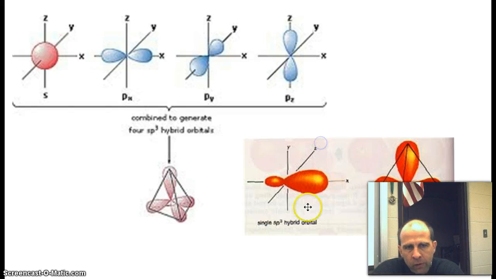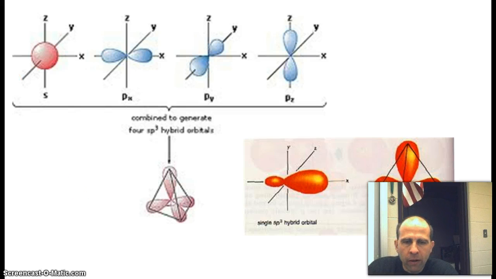Here's another representation that might help you visualize this better. This would be like a single sp2 hybrid orbital. You can see it does kind of have the shape I was trying to draw there. And then when the four of them are oriented around the central nucleus, we do get the tetrahedral arrangement that by now I hope is becoming kind of familiar to you.